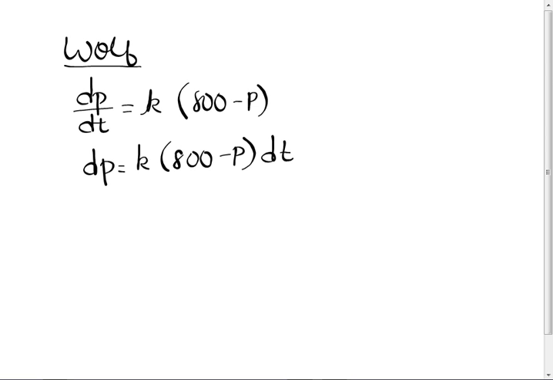Do you need a copy? I'm not done with that one. What do you do next? Divide by what? You divide by 800 minus P. Be careful when you integrate this one.